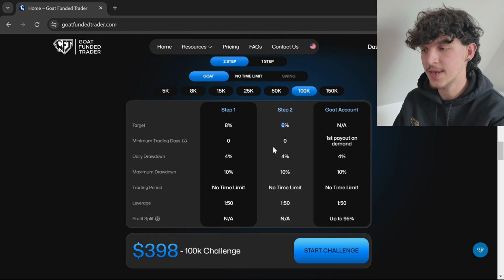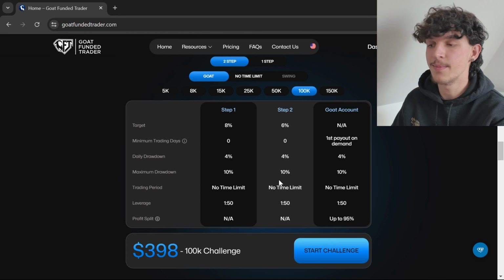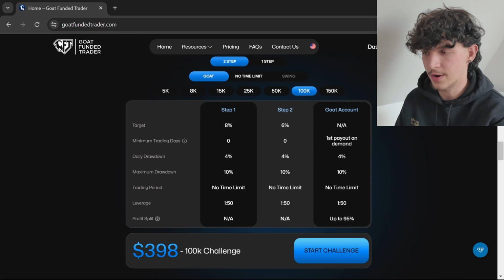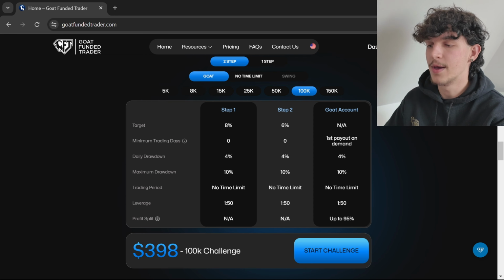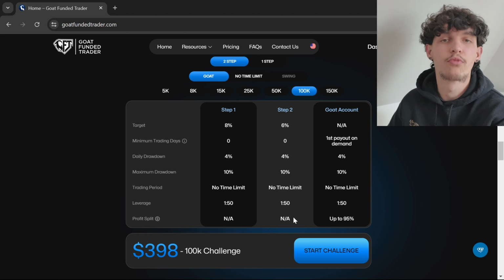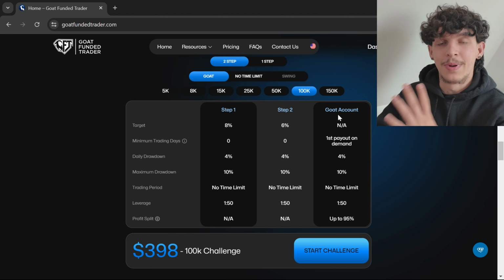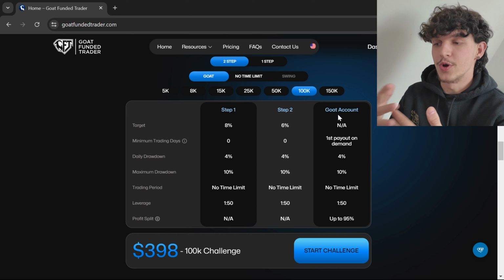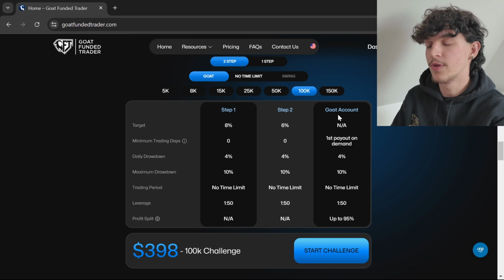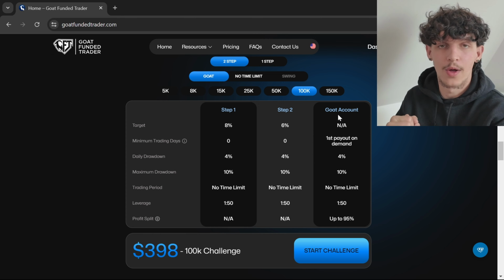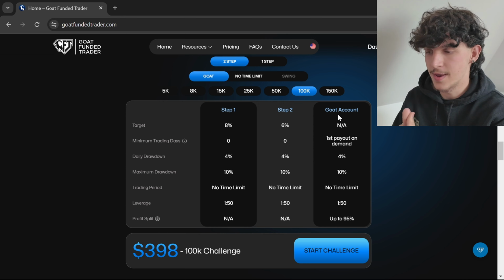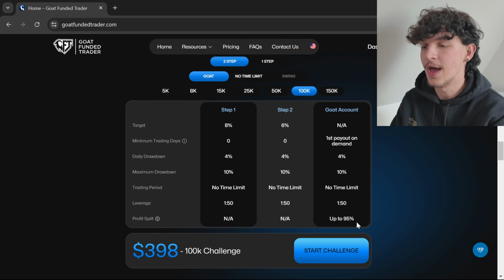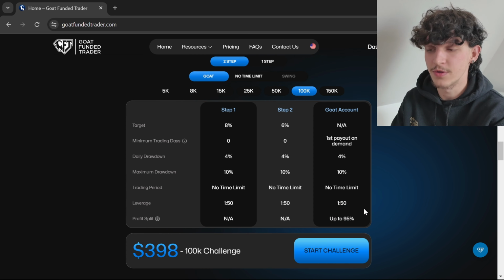Step two is 6%, and then we have no minimum trading days. We have a 4% daily drawdown again, and then a 10% max overall drawdown on this one. No time limit, 1 to 50, and no profit splits on this stage two. Once we've completed stage one and stage two, we then move on to a GOAT account, which is the first payout on demand, of course, and then we have the maximum daily drawdown and the overall drawdown in this as 4 to 10. We get 1 to 50 leverage, and we have profit splits up to 95%, which is incredible.